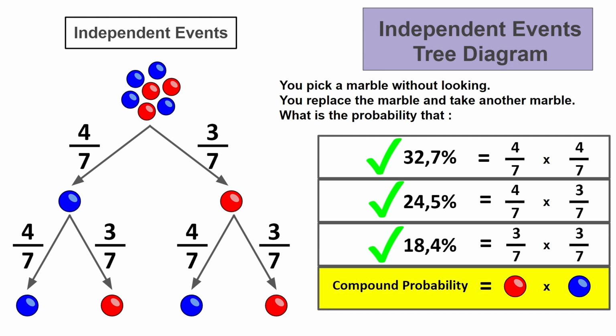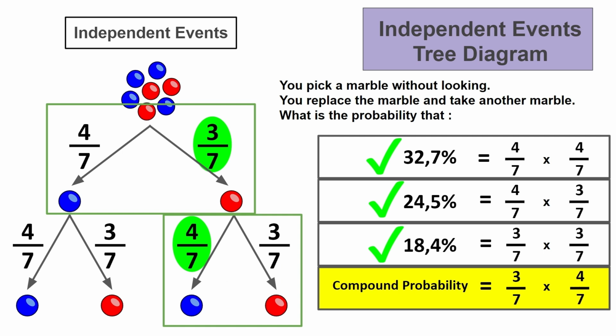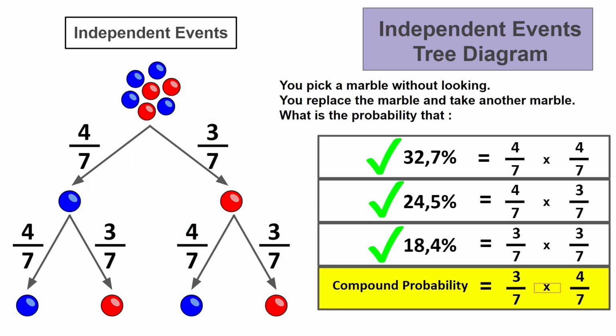And last, let's calculate the probability of picking a red marble and then picking a blue marble. Now, in the first event, the probability of picking a red marble is 3/7. And in the second event, the probability of picking a blue marble is 4/7. And 3/7 multiplied by 4/7 equals 12/49, or 24.5%, which is the probability of picking a red marble, replacing it, and then picking a blue marble.